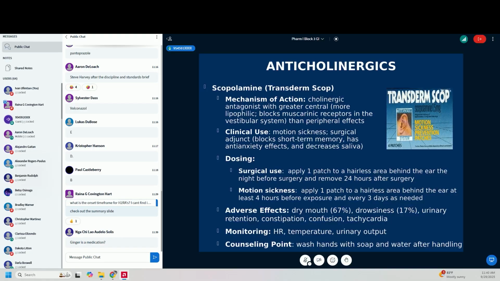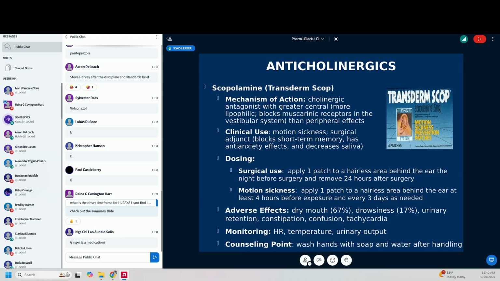All right, looking at our different options. We've seen this already. Same exact slide. You have your scopolamine. We can use this for surgery. We can use this if I'm going on a boat, okay? If I went and had a surgery so I can go on the boat, all right? Remember, this was the patch.